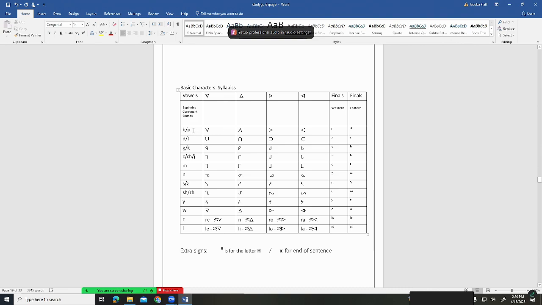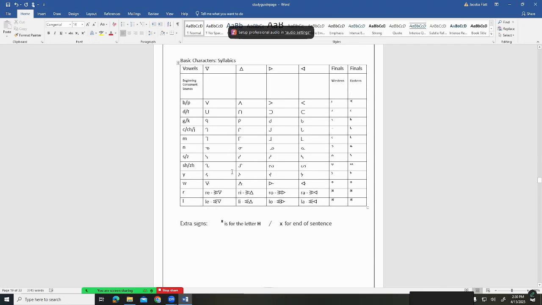So the next is B: Be, Bi, Bo, Ba. The next one is the D sound, De, Di, Do, Da. And the K sound, Ke, Gi, Go, Ga. Je, Ji, Jo, Ja. Me, Mi, Mo, Ma. The N sound, Ne, Ni, No, Na. The S sound, Se, Si, So, Sa.